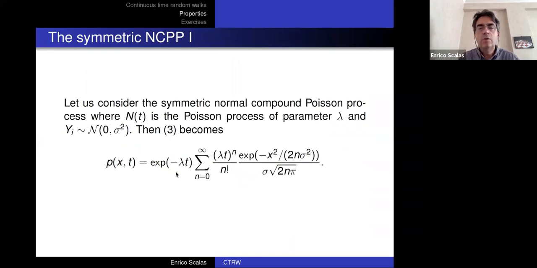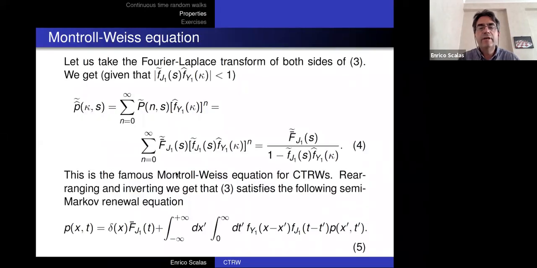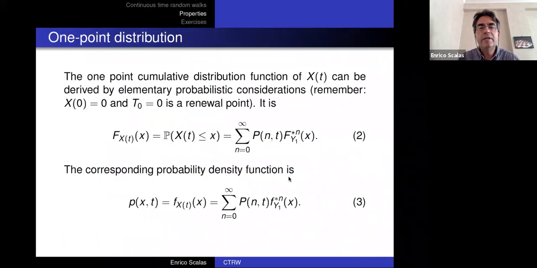Now, we still have a step here, the n-th convolution of the normal distribution. And what is the sigma of the sum of n independent and identically distributed random variables? Sigma squared is n times the sigma squared of the individual jump.